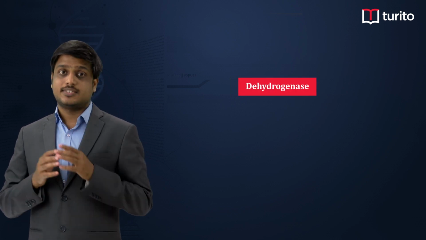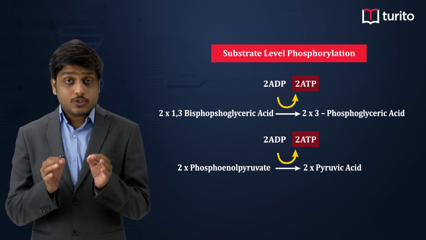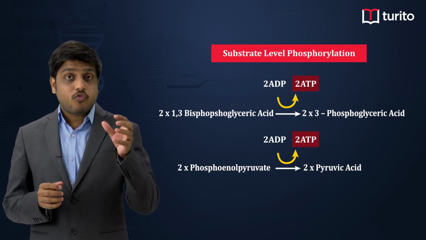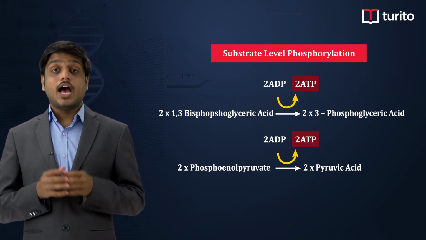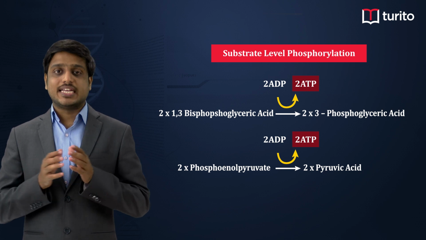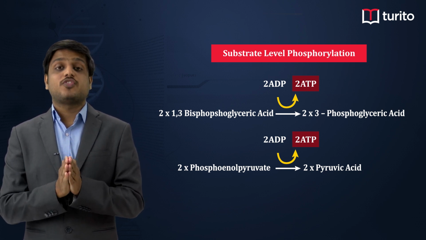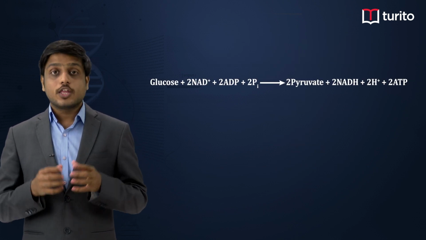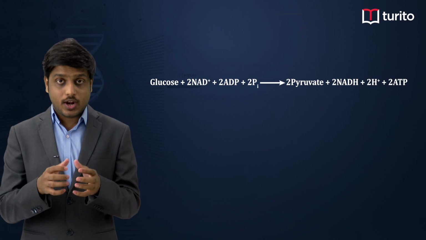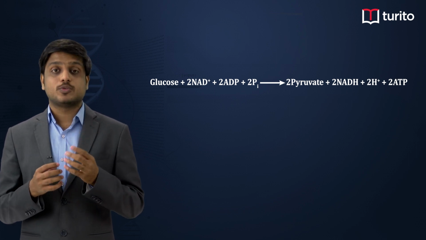All the reactions where ATP is either consumed or generated are catalyzed by the enzyme kinase. Also, wherever NADH is produced, these reactions are catalyzed by the enzyme dehydrogenase. The reactions where ATP is formed, meaning conversion of 1,3-bis-PGA to 3-PGA and conversion of phosphoenol pyruvate to pyruvate, are called substrate level phosphorylation reactions. Substrate level phosphorylation reactions are those where the ATP is formed. So, this is how glucose is converted into pyruvate by glycolysis and 2 ATP and 2 NADH molecules are produced.